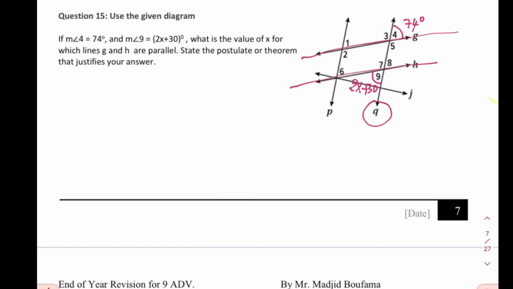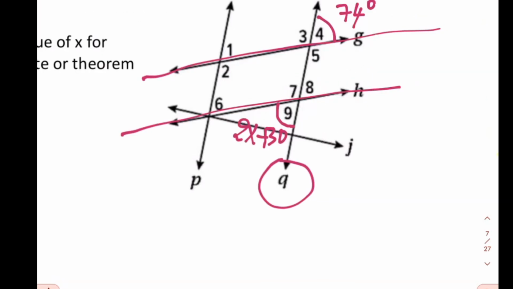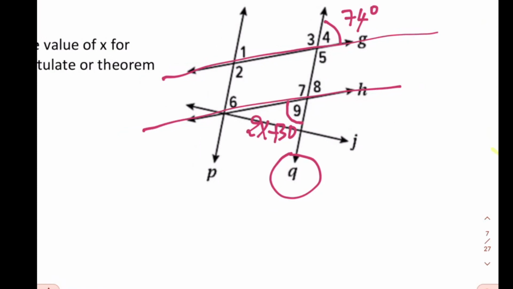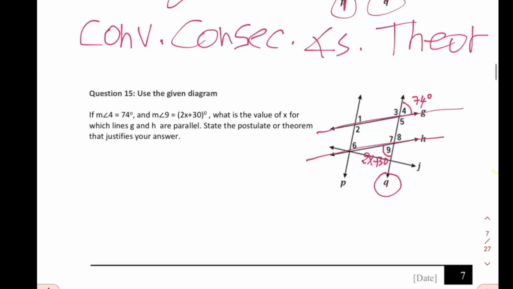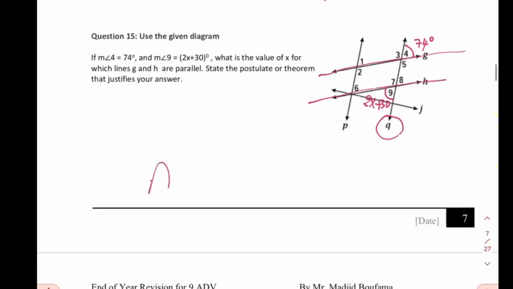Q is the transversal. So these two angles are alternate, as you can see. One on the right and one on the left. They are alternate when you look at them. Exterior. So they are alternate exterior.